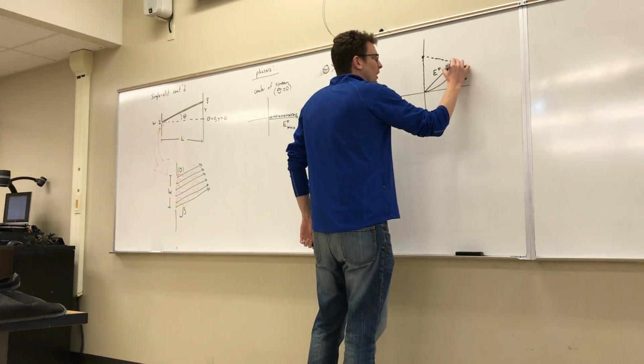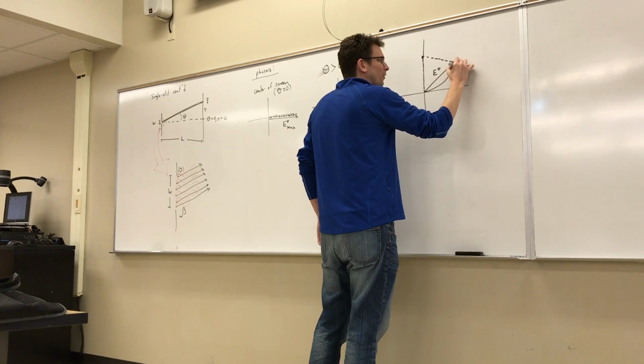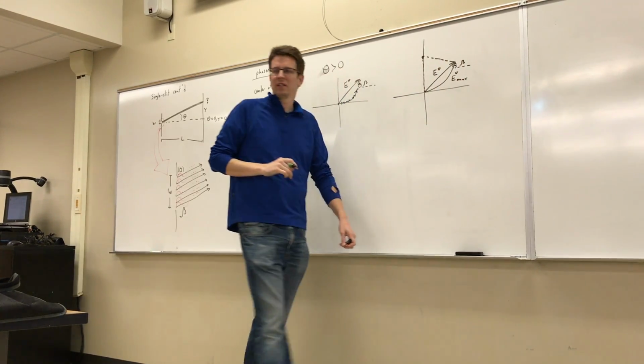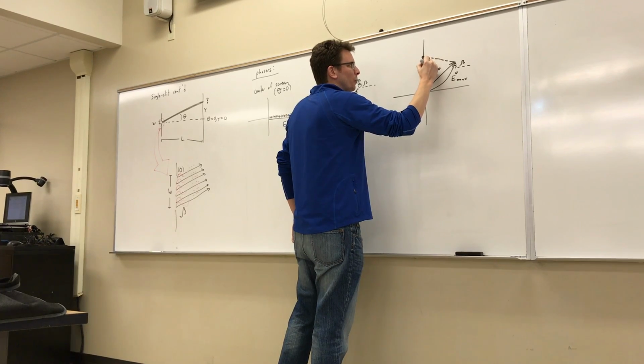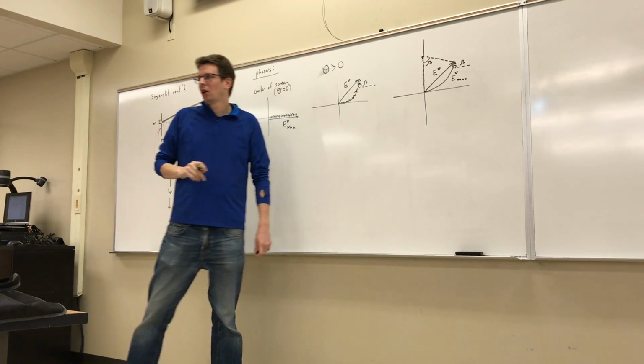So if the very last wave has a phase angle beta relative to the first, it turns out that this also sweeps out an angle beta. That's not hard to see.